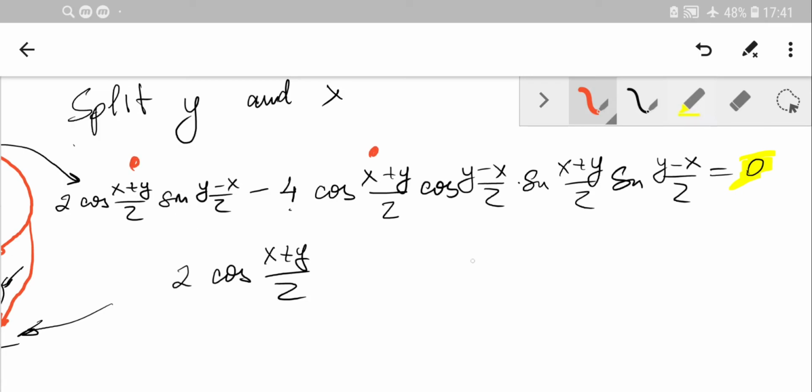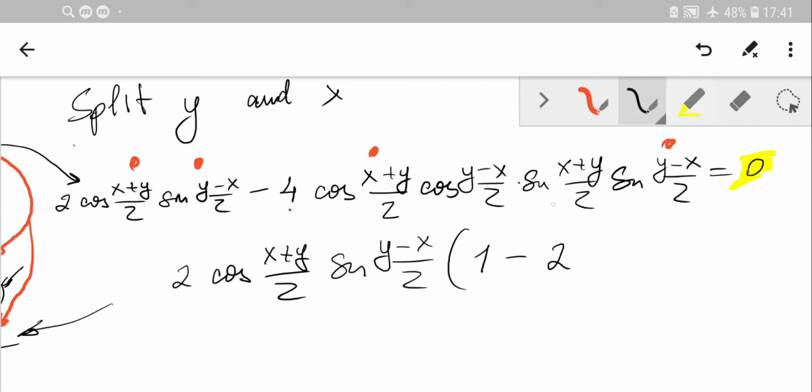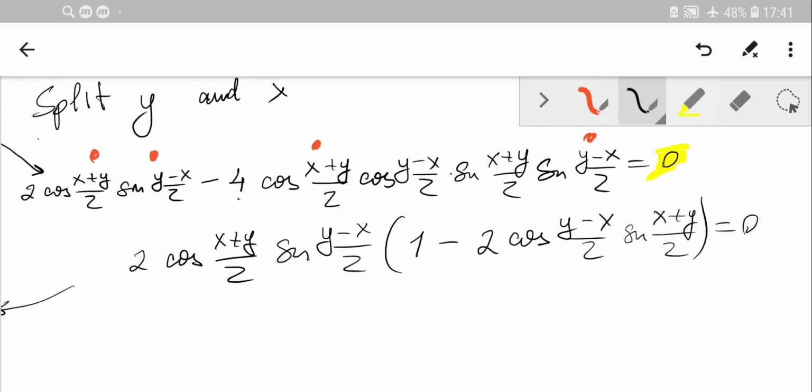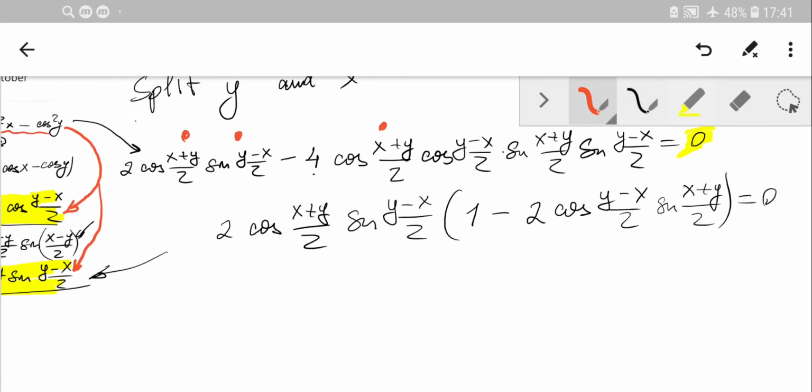And also, well, we can also factorize sine, right? Sine of difference. So we'll get sine also (y-x)/2. And finally, what we have, the following. So here we'll get just 1 minus 2, and here we'll have the left part cos (y-x)/2 and sine of the sum (x+y)/2.